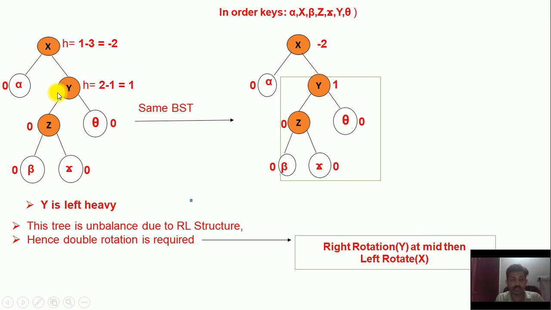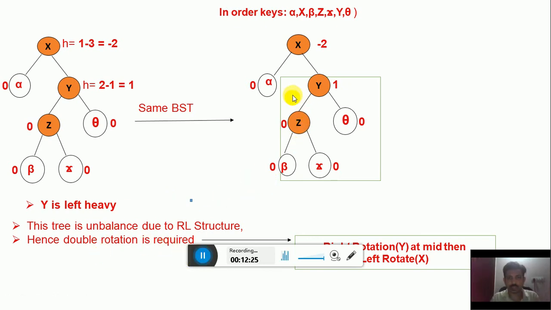So if we are performing the left rotation on x, why left rotation? Because the balance factor is -2, then we have to perform left rotation on this particular node, that is x. So we have to see for which type of structure the tree is unbalanced here. You can see that this is the right left structure. Due to the right left structure, this tree is unbalanced, so we have to perform right left rotation to get the tree balanced. Hence double rotation will be required.